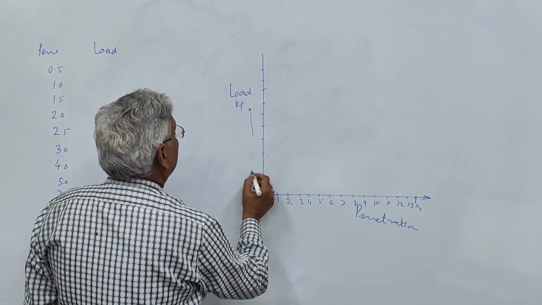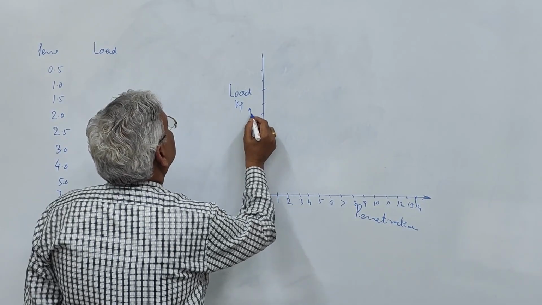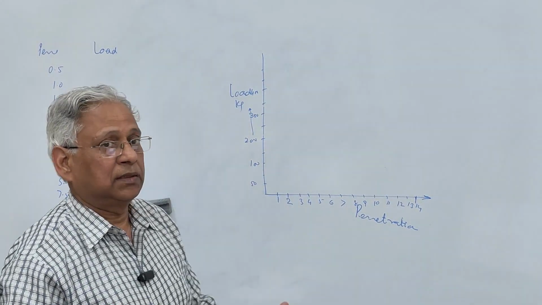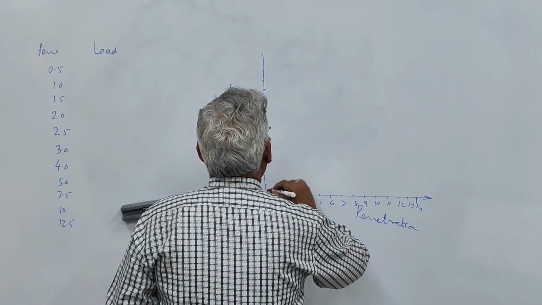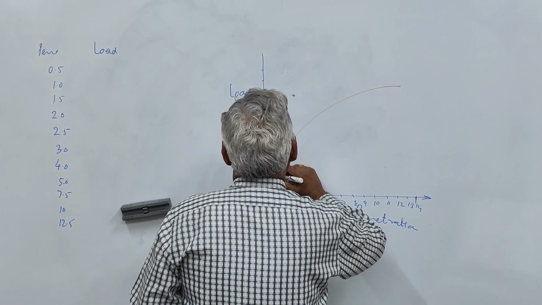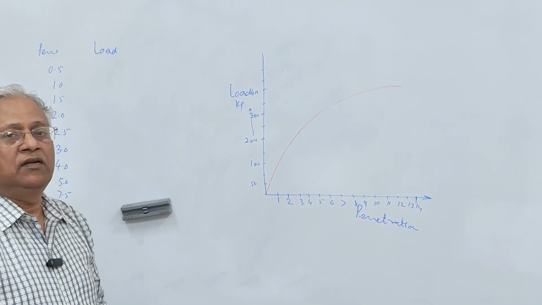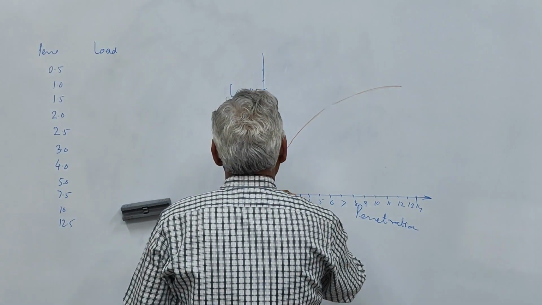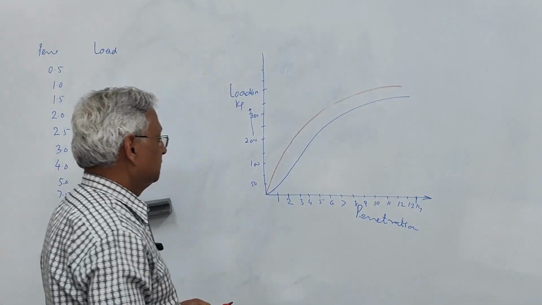Let us say 50, 100, 150, 200, 300. It all depends upon the type of soil. Some soils will take more load, some soil will take less load. Accordingly, you make the scale here. Ideally, this graph should have a concavity upward. But in many cases, you will find that when you plot the load penetration graph, you get a concavity in the beginning and then it goes up like this.